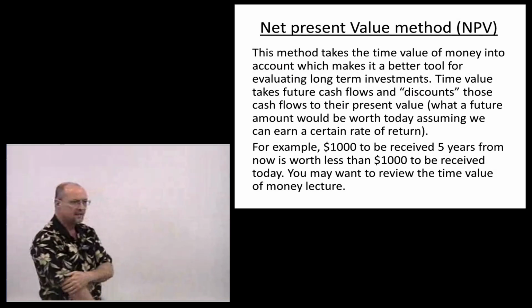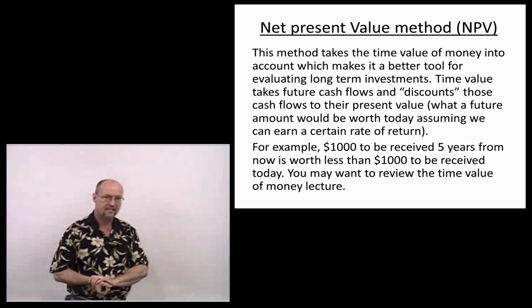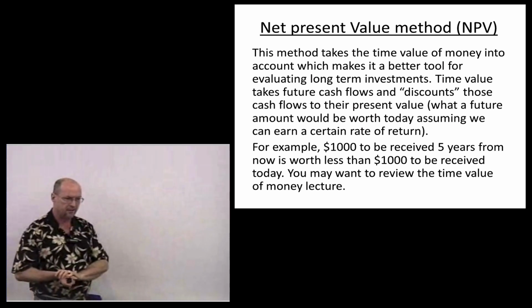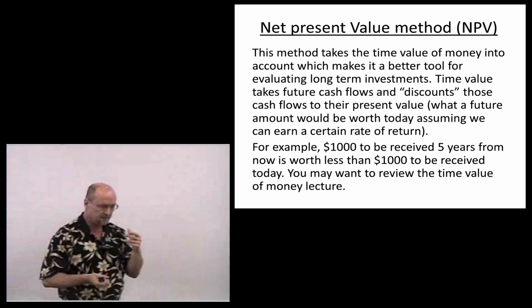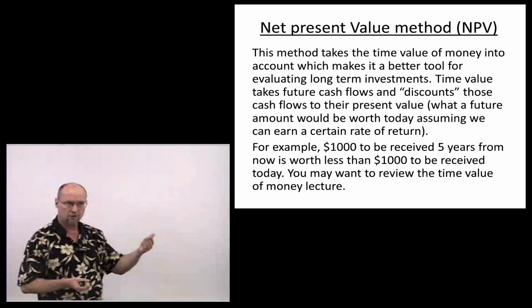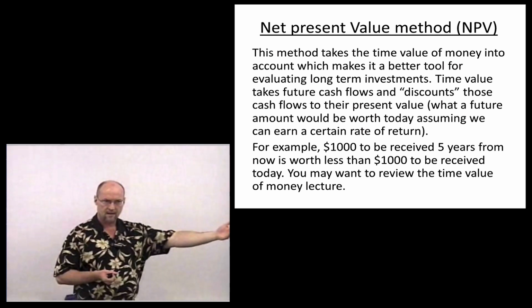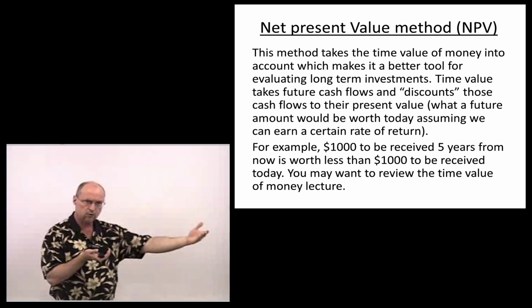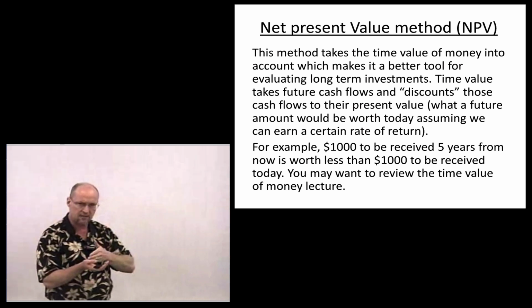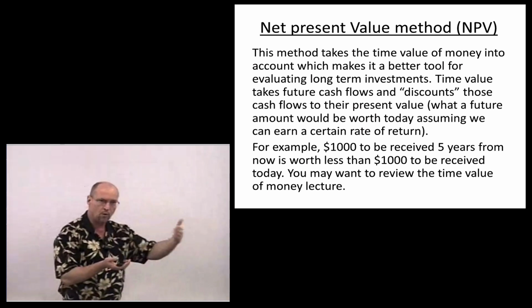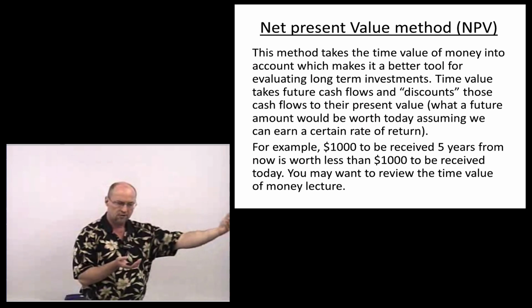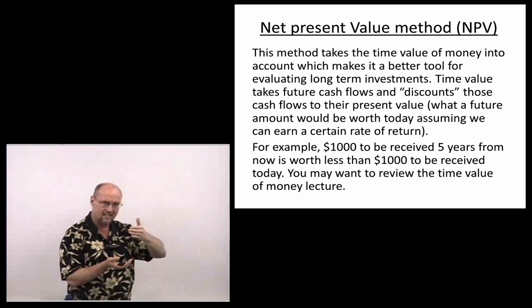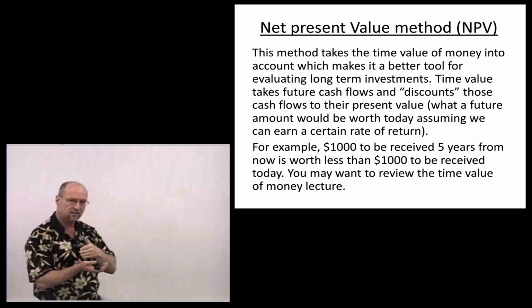All right, now the next 2 methods we're going to look at take time value of money into account. The concept of time value means that if I'm going to receive, say, $10,000 3 years from now, that money is actually not worth $10,000 today. It's worth less. Because if I were to put $10,000 in the bank today and earn interest, I'll have more than $10,000 3 years from now. So $10,000 to be received 3 years from now is worth less today. Its present value is less.